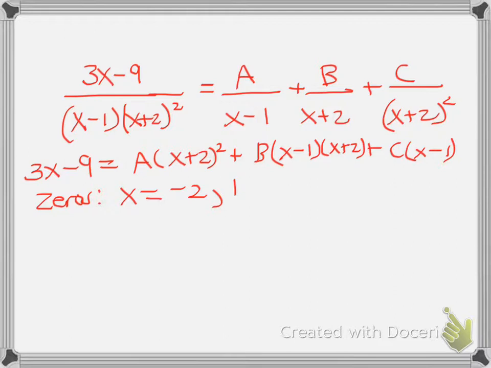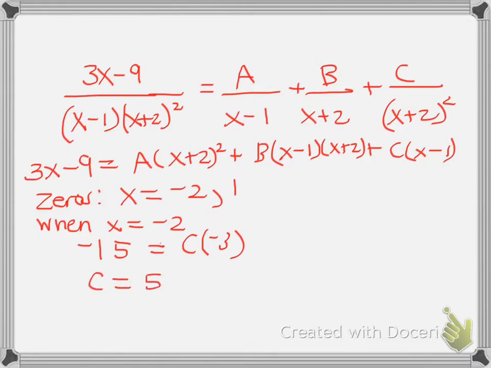Okay, so let's see what happens. All right, so when x equals -2, and I might have to stop this video because I don't want to go over 15 minutes. But when x equals -2, the left-hand side is going to be 3 times -2, which is -6, minus 9. It's going to be -15 equals, well, -2 will get rid of those 2, and we'll be left with C times -3, I believe. And so that means C equals 5, if my math is correct.